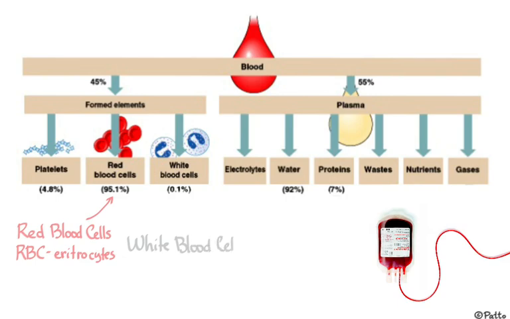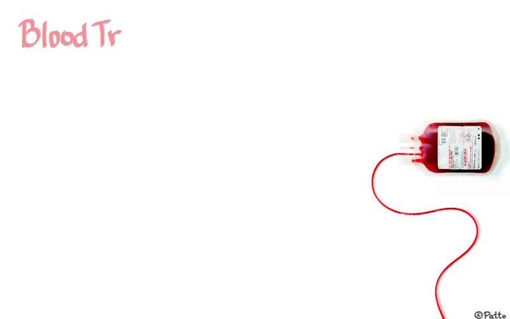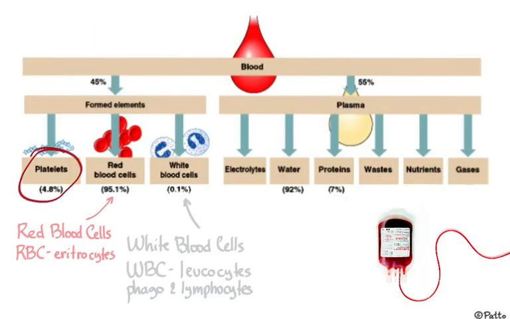We have the white blood cells, the WBC or leukocytes. They are going to be phagocytes, lymphocytes. There are many kinds of them. We are going to see more on this later. We are also going to have the platelets. They are over here. They are a little bit of the elements of the blood.